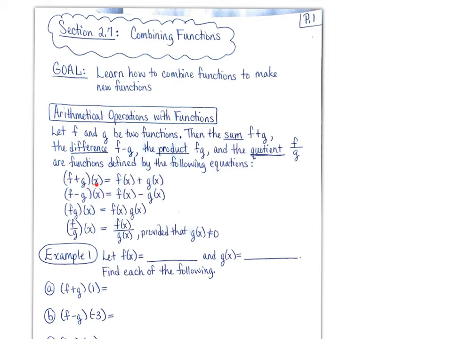f plus g of x is equal to f of x plus g of x. f minus g of x is equal to f of x minus g of x. f times g of x is equal to f of x times g of x. And f divided by g of x is equal to f of x divided by g of x, provided that g of x is not equal to 0. The last part just means we cannot divide by 0. That's what this part means.